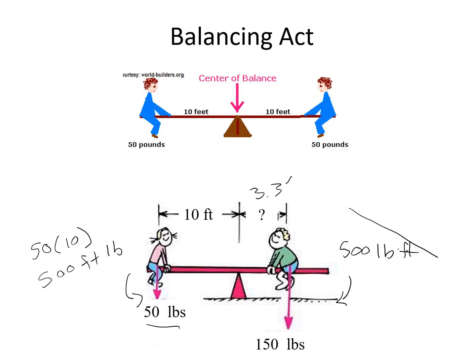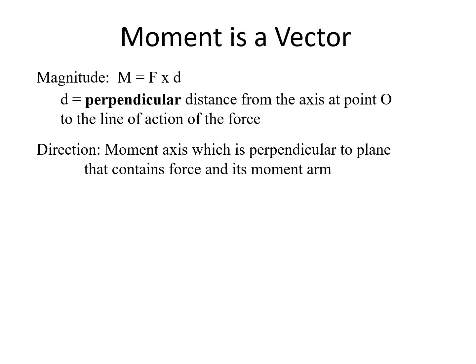The one on the left is going to rotate this counterclockwise, and the child on the right is going to tend to rotate the seesaw clockwise. And in order to get them to balance, we need the two moments, the force times the distance, to be balanced. So the moment is a vector. Again, it's the force times the distance. The distance has to be the perpendicular distance from the axis about which you're taking the rotation to the line of action of the force.